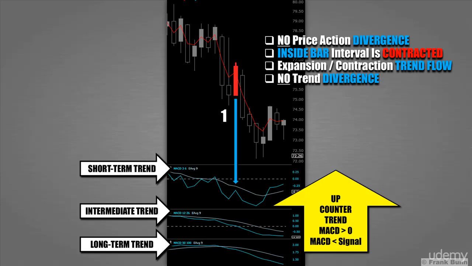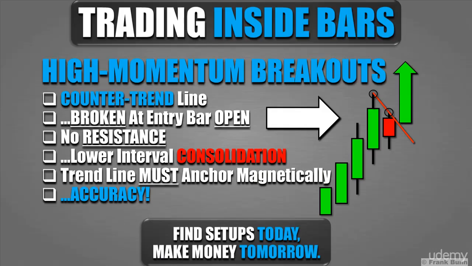Notice our confirmed micro trend down. In order to determine our high momentum breakouts, we will be using the counter trend line. The counter trend line for a high momentum breakout should be broken at the entry bar open. This means that the pattern has no resistance. Remember, the pattern on a lower interval is a longer-term consolidation. The trend line must anchor magnetically for accuracy.